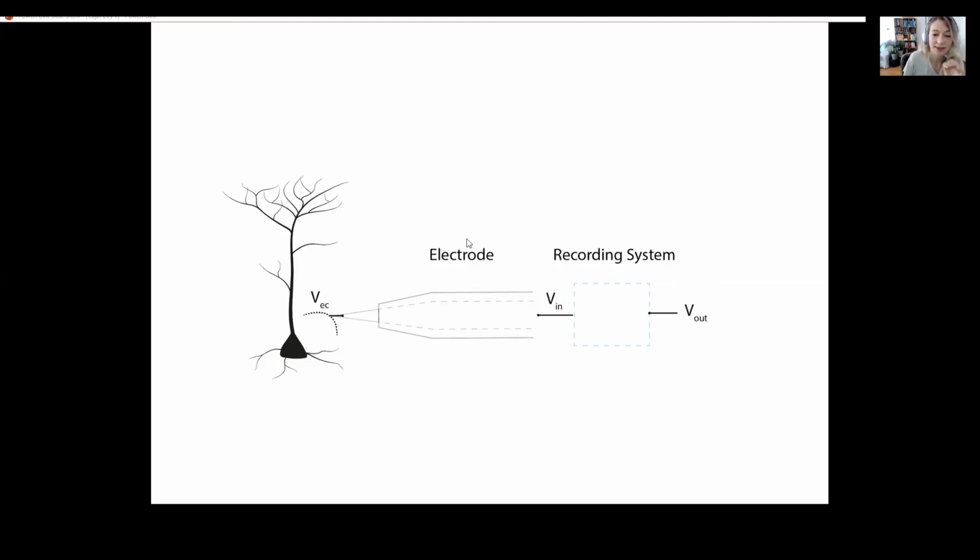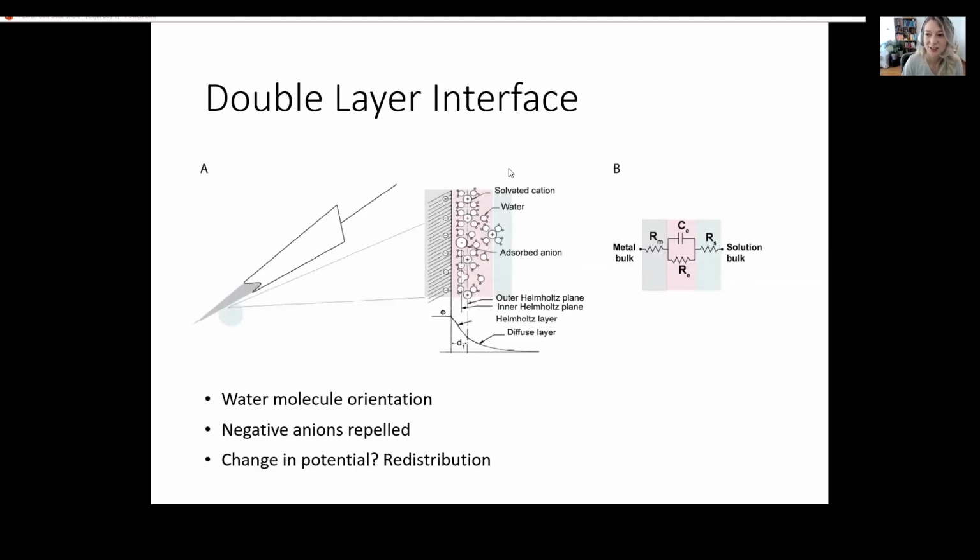And it's our job to make that change as small as possible. So we'll talk about how to do that, but first, how does the electrode actually pick up this signal? Okay, so what happens when you put the electrode into the brain?